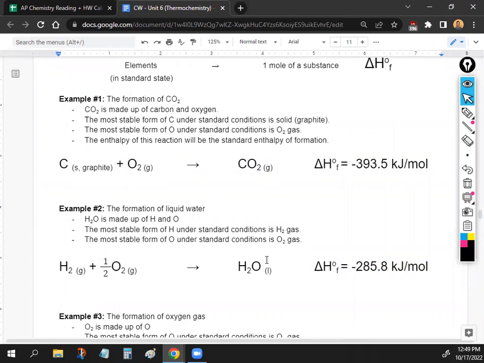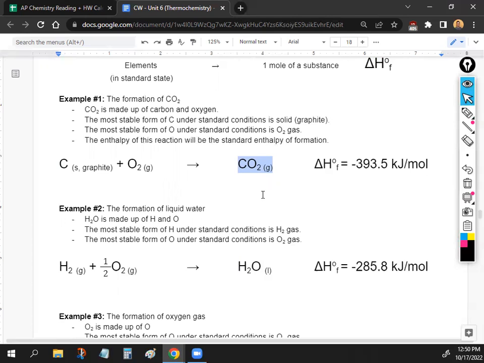Exactly. It has to be 1 mole of a substance. You can only have 1 mole of something on the product side. Yeah, good point. All right, any other questions about that? Does that conceptually make sense? Yeah, so you have to have exactly 1 mole of product on the right side.